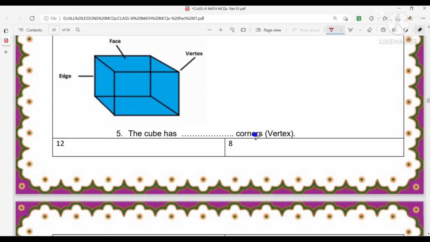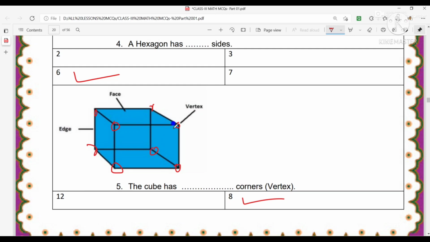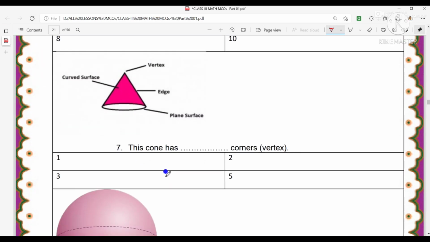Then the cube has dash corners. That means vertex. 1, 2, 3, 4, 5, 6, 7, 8. 8 corners. The cube has dash faces. Face. How many faces? 6 faces, right? You can check by looking at a Ludo box. Okay. A dice, you can find 6 faces. Upper face, lower face, and side 4 faces. Total 6 faces.